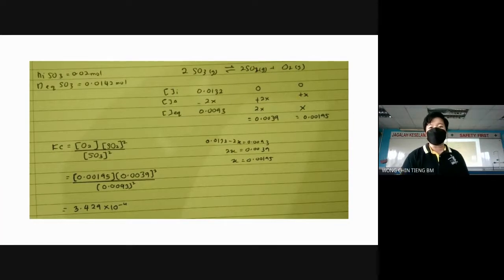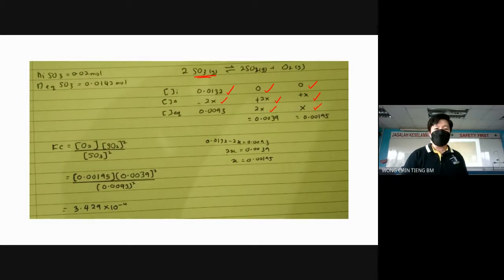Where I have the ice table, take a quick look on the ice table. I started off with the concentration yang dia dah kira. Concentration SO3 initial 0.0132. Setuju? Alright, dia dapat kosong sebab dia product. And then I have my minus 2x, plus 2x, and x. Agree? So equilibrium saya dapat 2x, saya dapat x.